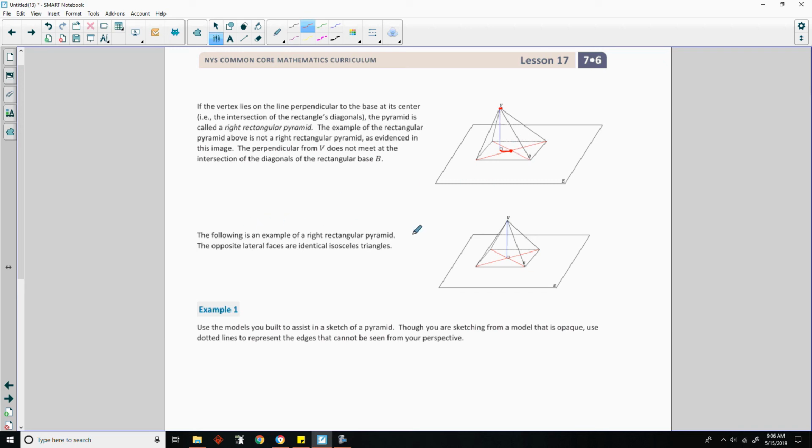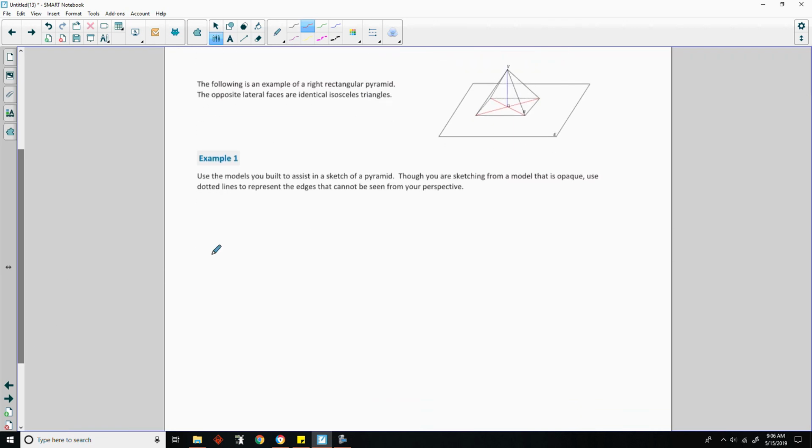The following is an example of a right rectangular pyramid. The opposite lateral faces are identical. They are isosceles triangles. So all 4 sides, when it's a right rectangular pyramid, are identical, forming isosceles triangles for their sides. Okay, so example 1 says, use the model you built to assist in a sketch of a pyramid. Though you are sketching from a model that is opaque, use dotted lines to represent the edges that cannot be seen from your perspective.